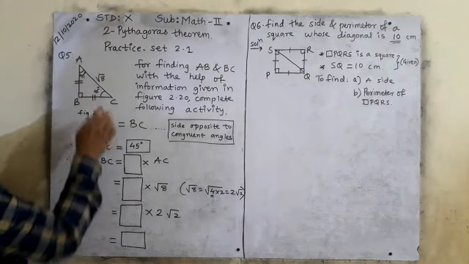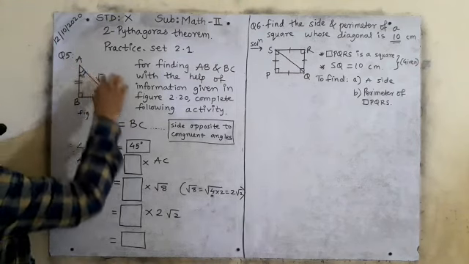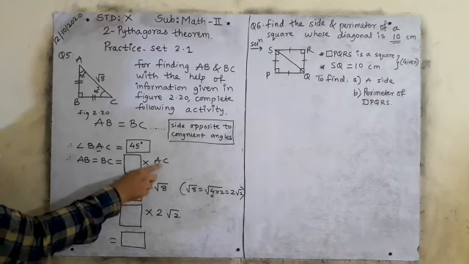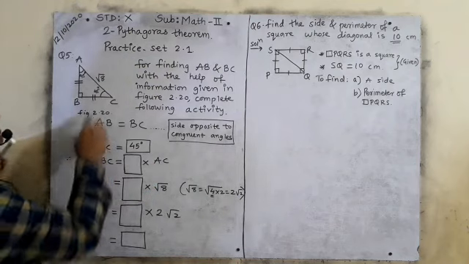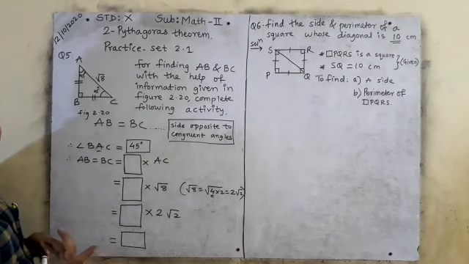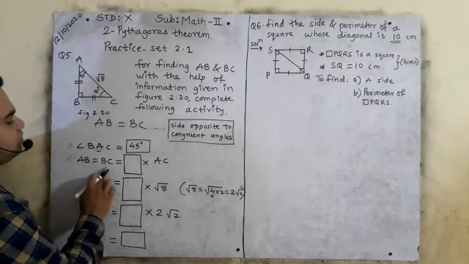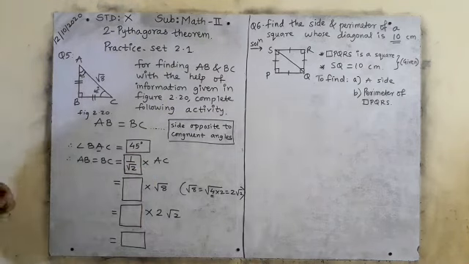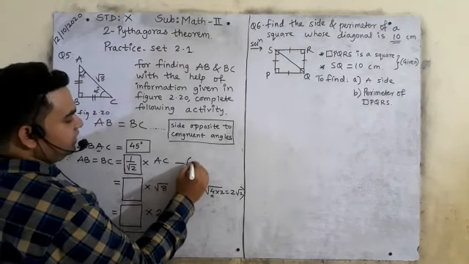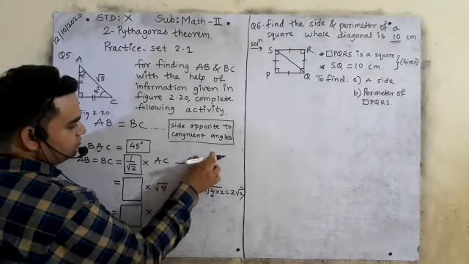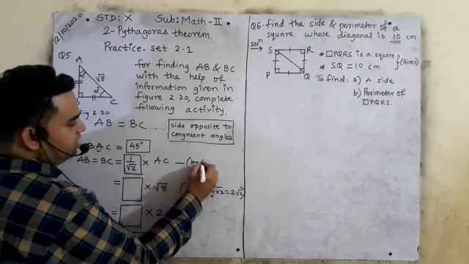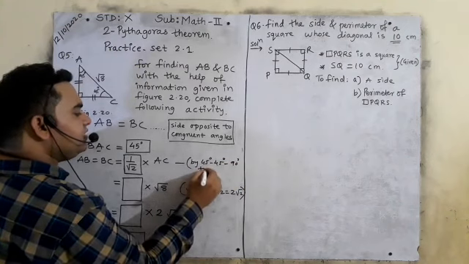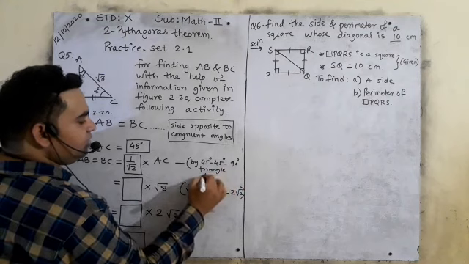AB is equal to BC, which is equal to 1 upon root 2 of AC. AC is the hypotenuse, right? It is the side opposite the right angle, opposite the 90 degree. So AB is equal to BC, then these are 45, 45. What is the property of 45, 45 and 90 degree? AB and BC will be 1 upon root 2 of its hypotenuse. Is it clear? So this is why I have written over here: by 45, 45 and 90 degree triangle theorem.